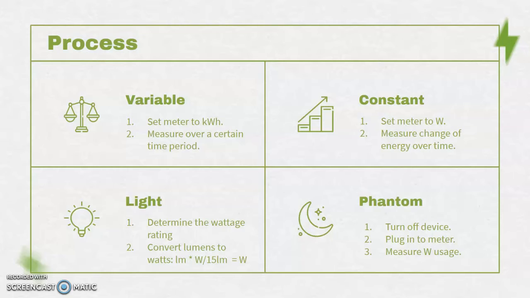As for the remainder of the devices, which drew constant power, I set my meter to watts and logged the change of energy over time. Since my Echo Glow already had a wattage rating, I simply had to convert lumens to watts. To measure phantom power, I made sure the device was turned off before plugging it into the meter and measuring the watt usage.